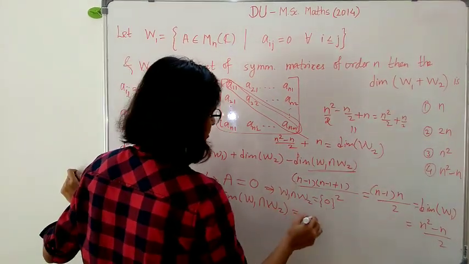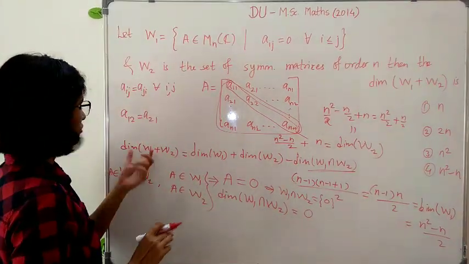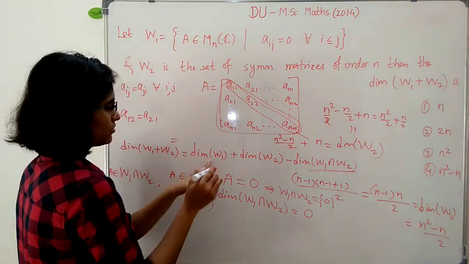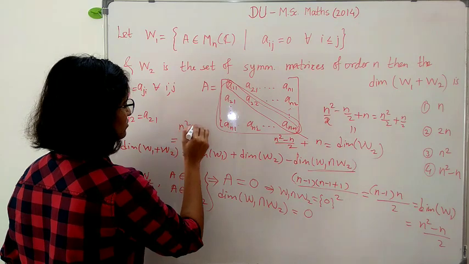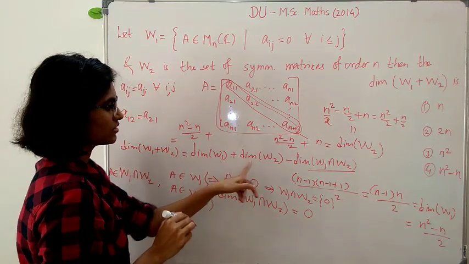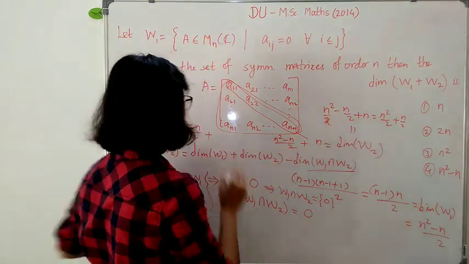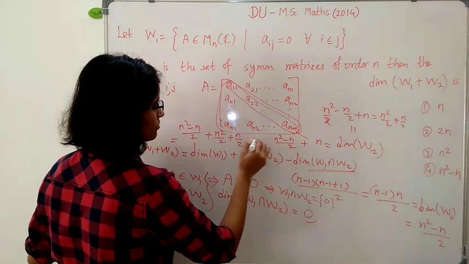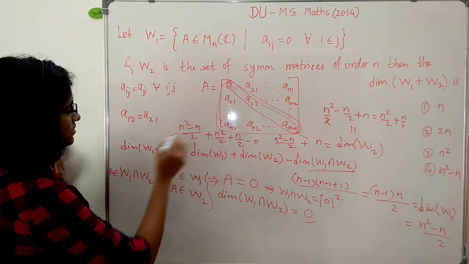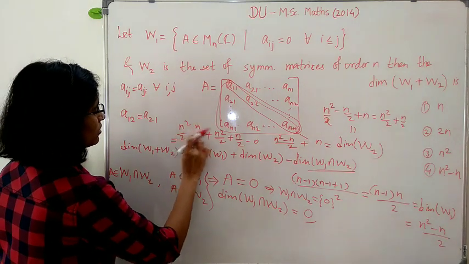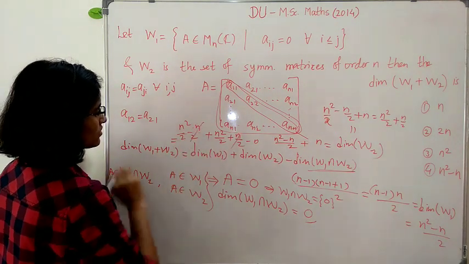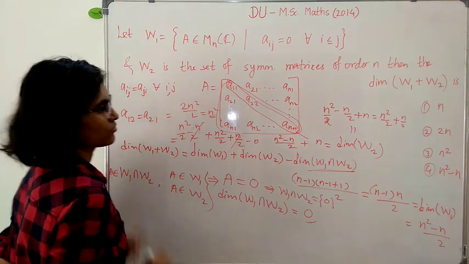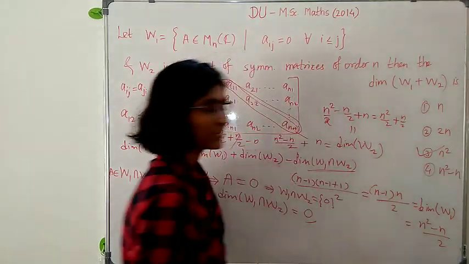So what is the dimension? It is clearly 0. So the dimension of W1 plus W2 is the sum: (n square minus n) by 2 plus the second, which is (n square) by 2 plus n by 2, and lastly 0 minus 0. So what is this? It is just equal to 2n square by 2, so this is n square. So this third option is the correct option.